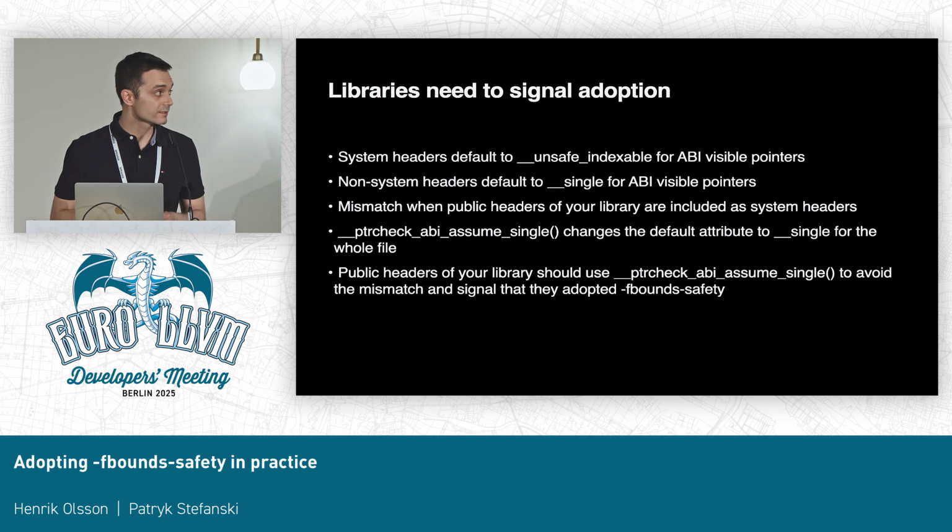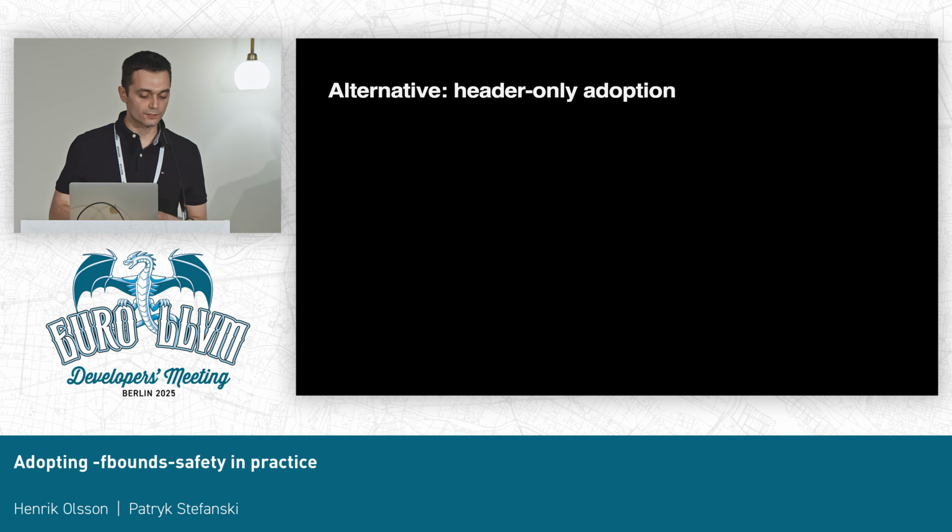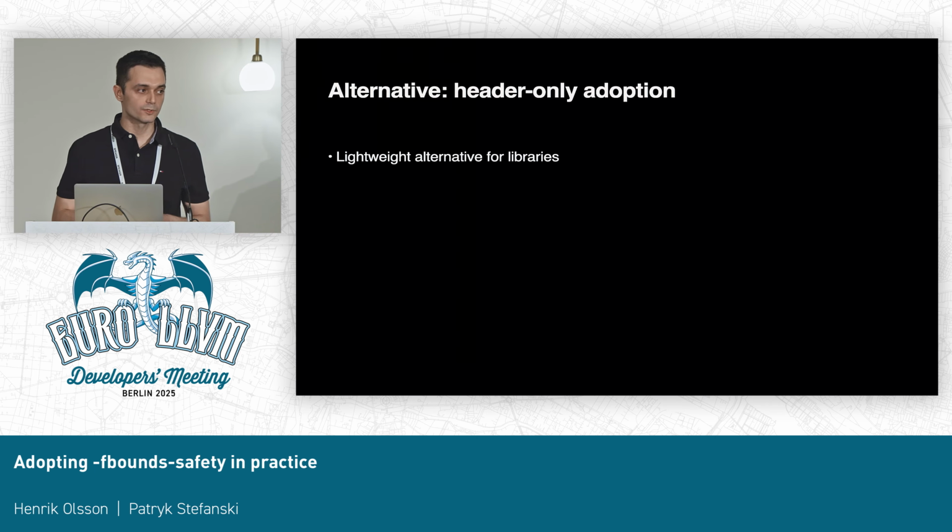So your public headers in your library should always use this built-in to avoid this mismatch and signal that they have adopted fbounds-safety. And also, libraries have another more lightweight option instead of full adoption, which we call header-only adoption. This is useful for libraries that don't want to pay the cost of full adoption, either in terms of time investment or runtime overhead.